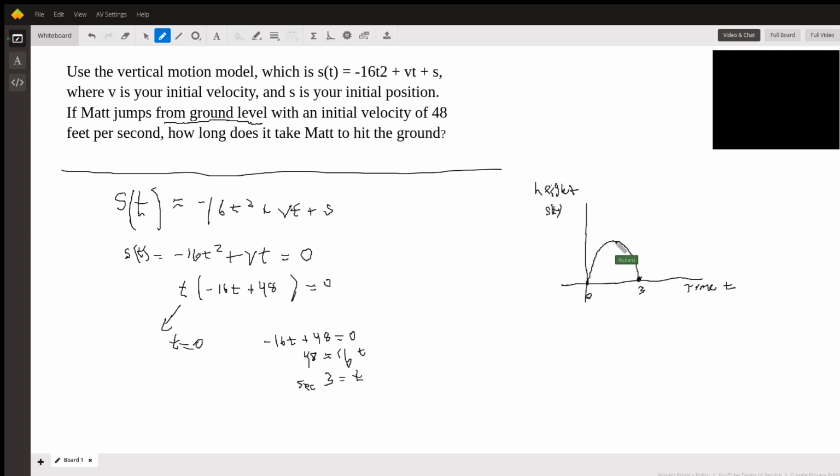And then also they tend to be interested in the vertex because this is how high this person is in the air when he's at his highest point. So they might want to know at what time he reaches the highest point, which would be here. And they would also want to know what the highest point is, which would be here. So they're either going to be interested in the vertex or in the x-intercept or in both. This one was just interested in the x-intercept.